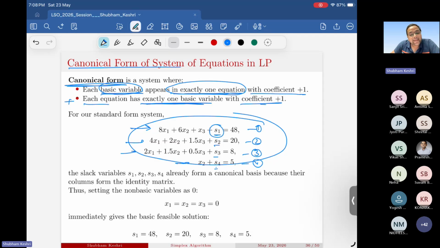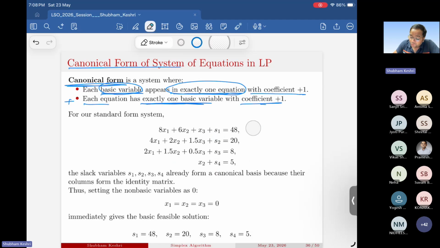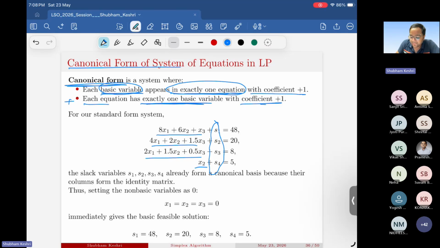Okay, now why are we talking about canonical form? Why are we bringing new ideas? This is because canonical form helps us evaluate the values of basic variables very easily. You see, once we are in the canonical form, we just put the non-basic variables as 0, and the RHS gives you the value of the basic variables.